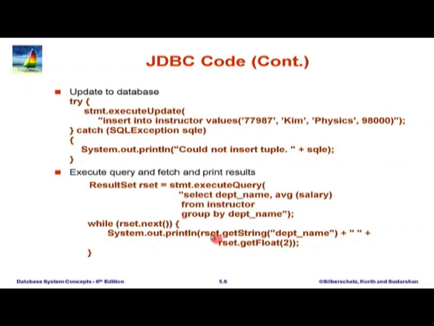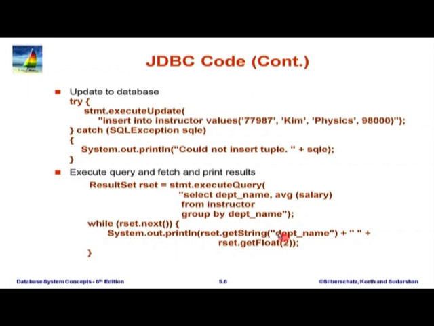System.out.println is just printing rset.getString department name. So what is this particular thing doing? It's retrieving the department name, and the getString says that please return this value as type string. The second one is similarly rset.getFloat. It's saying return the result attribute as a floating point type.